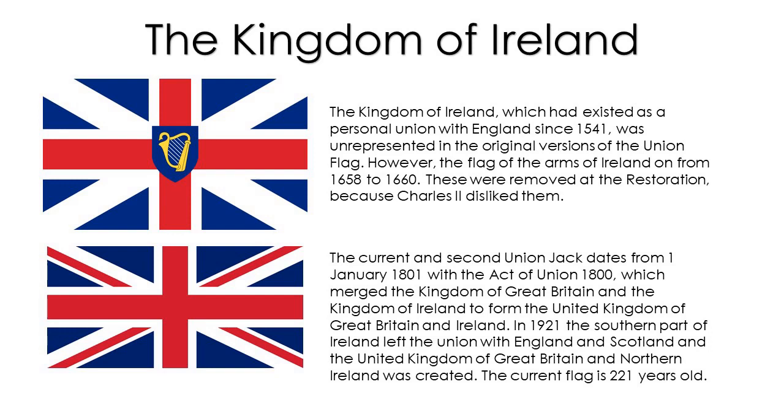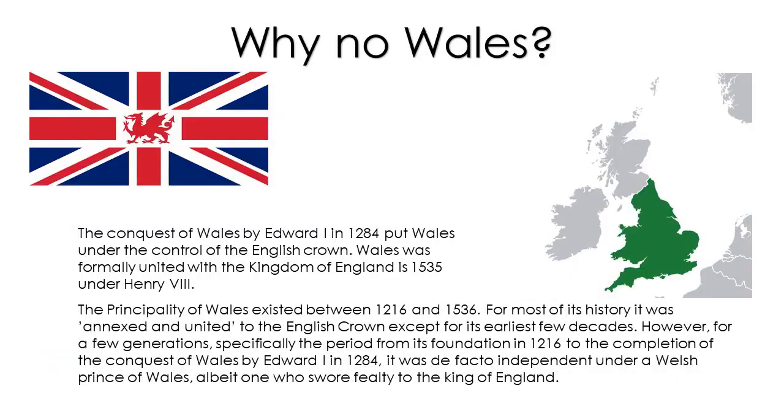So the St. Patrick's saltire, which is the red diagonal cross from corner to corner, represents Ireland. It now obviously represents Northern Ireland as part of that union. So lastly, we will discover why there is no Wales on the Union Jack.